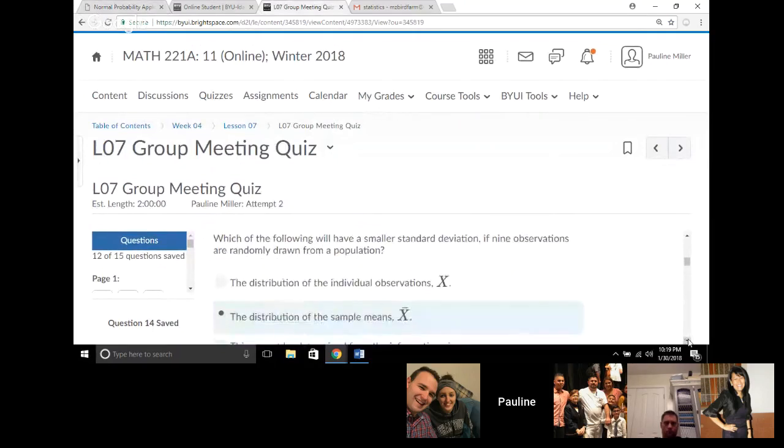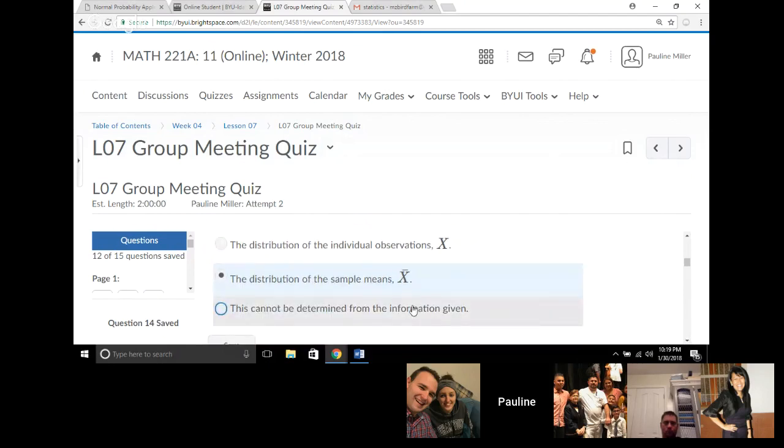And then the second one is, which of the following will have a smaller standard deviation if 9 observations are randomly drawn from the population? I think it's the distribution of sample means. It's not that it can't be determined, and I don't think it's the individual observations. So I'm going to go with this middle one here.